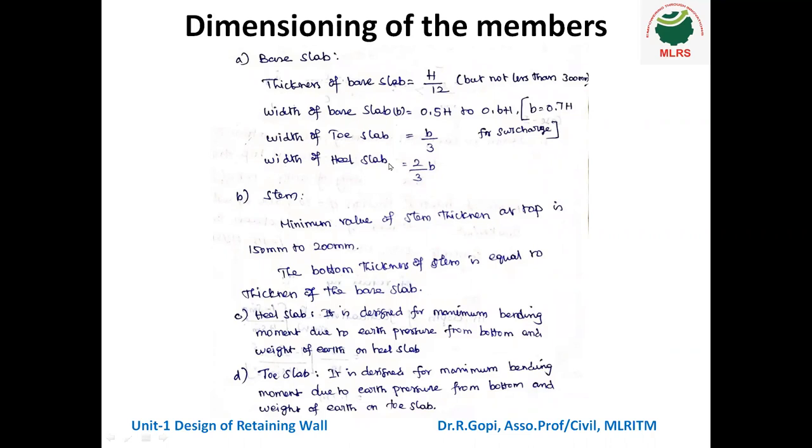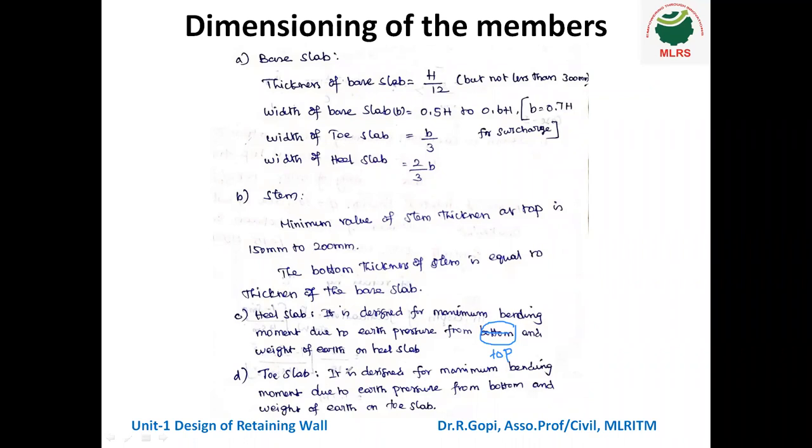Okay, so actually one small correction is there. In the heel slab it is not bottom, it is top, because the earth is placed on top of the heel slab. Please make the correction. So it is designed for maximum bending moment due to earth pressure from top, because only above the heel slab we are dumping the earth, that means soil. So it is top, and the weight of the earth on the heel slab.